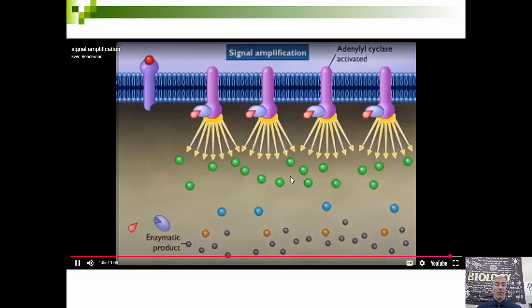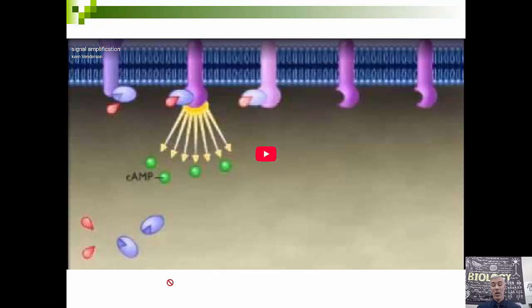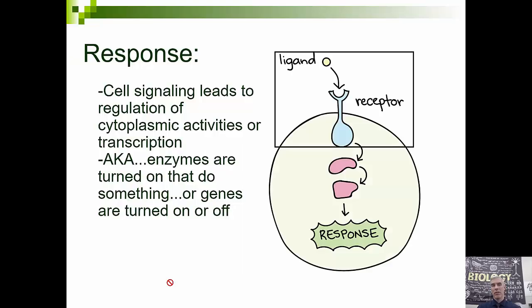So again, this is kind of underestimating it, I would say, in terms of how much is actually produced. But the idea of amplification is still kind of shown here. All right, the last thing we're going to talk about in terms of new content is the response. So what types of responses happen at the end?